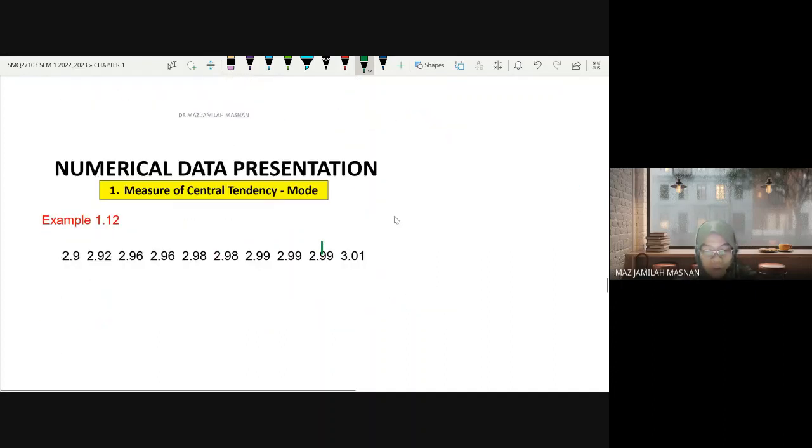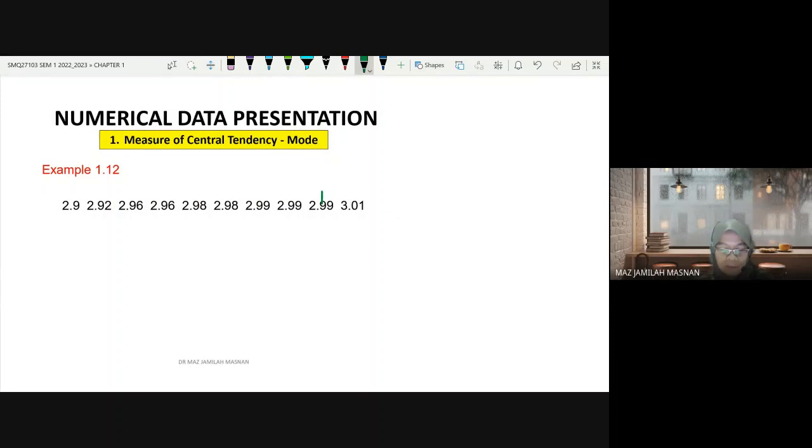Now for the mode, let's see. The mode, as I mentioned just now, reflects the frequency. So how about these values? We have 2.96, 2 frequency. 2.98, 2 frequency. 2.99, 3 frequency. The highest frequency is 3. So in this case, our mode is 2.99. Okay, so that's how we come out with the value for the measure of central tendency.